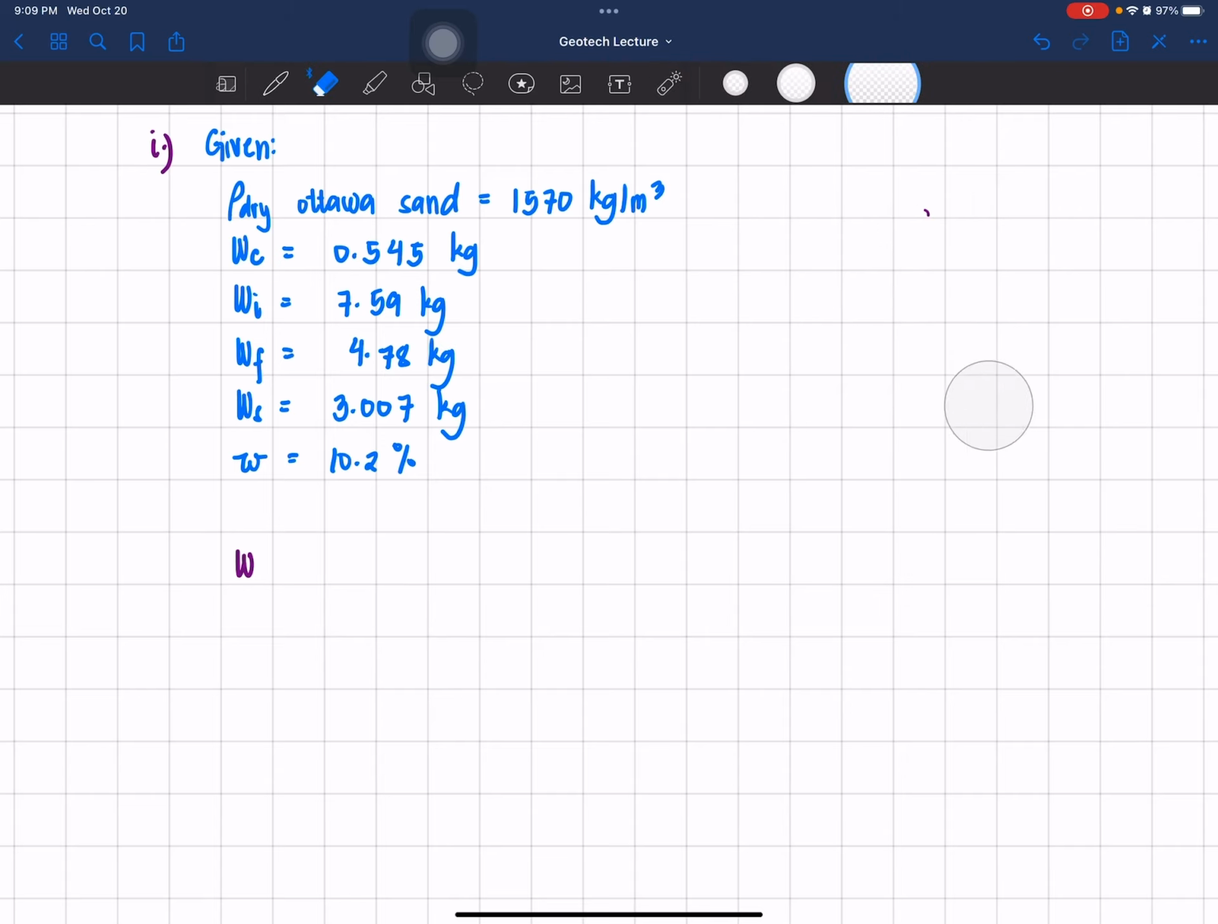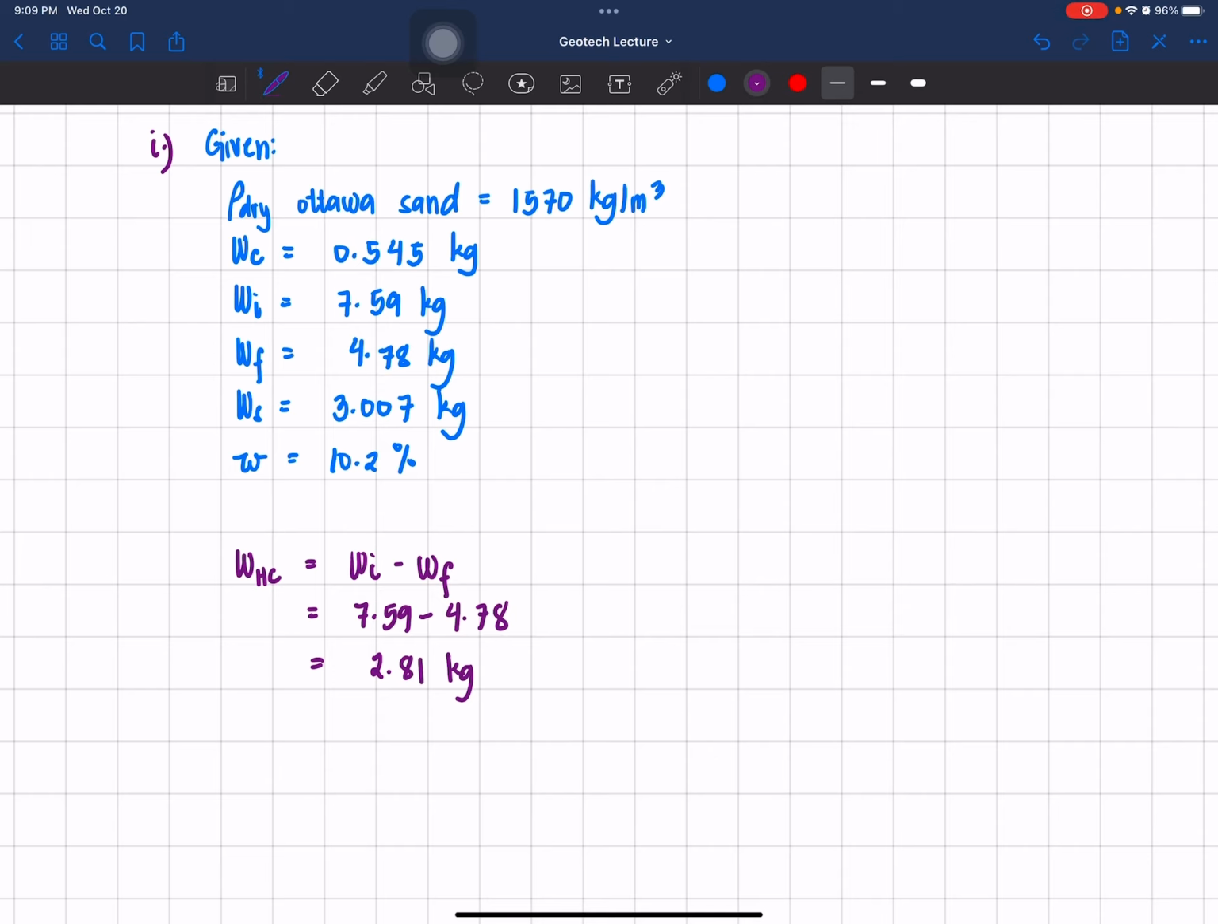So, let's say my annotation is WHC, which stands for weight of the Ottawa sand to fill the hole and the cone, which is equal to W initial minus W final. And that is equal to 7.59 minus 4.78. So, this is equal to 2.81 kilograms. So, that is now your WHC.